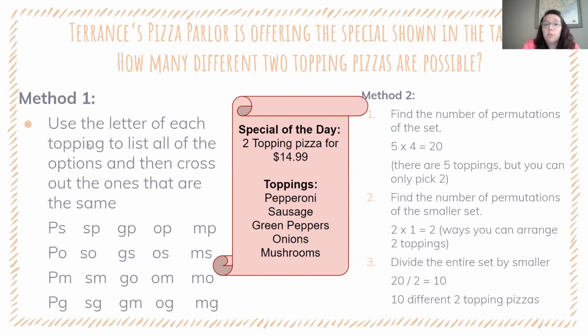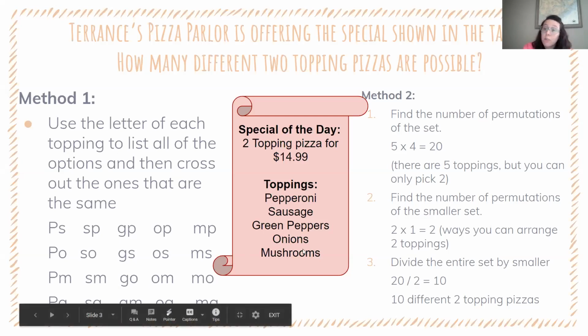I'm going to use the letter. If you want to write the whole word out, that's up to you. It's just easier to write the letter to save some time. You're going to write the letter of all the toppings, all the options that you have. So again, this is the same thing as the tree diagram. If I'm starting with pepperoni, then I could have sausage off of it, green peppers, onions, and then mushrooms. Just think about it that way.